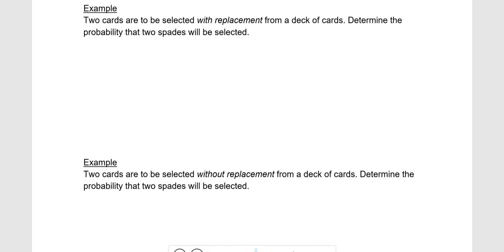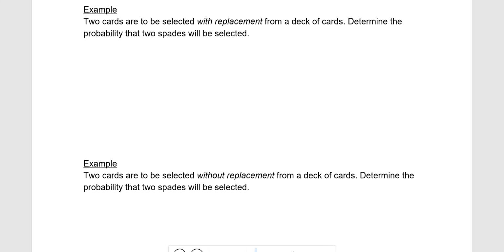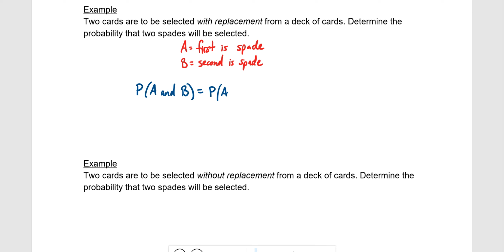The first one is 2 cards are selected with replacement from a deck of cards. Determine the probability that 2 spades are selected. So I'm going to let the event A be the first one is a spade, and then event B is the second one is a spade. Okay, so we want the probability of A and B. This is going to be the probability of A times the probability of B.